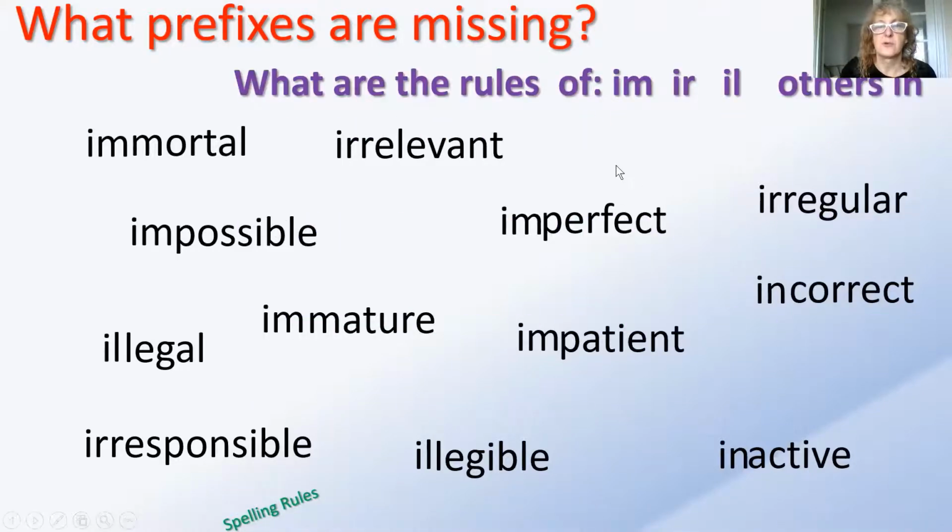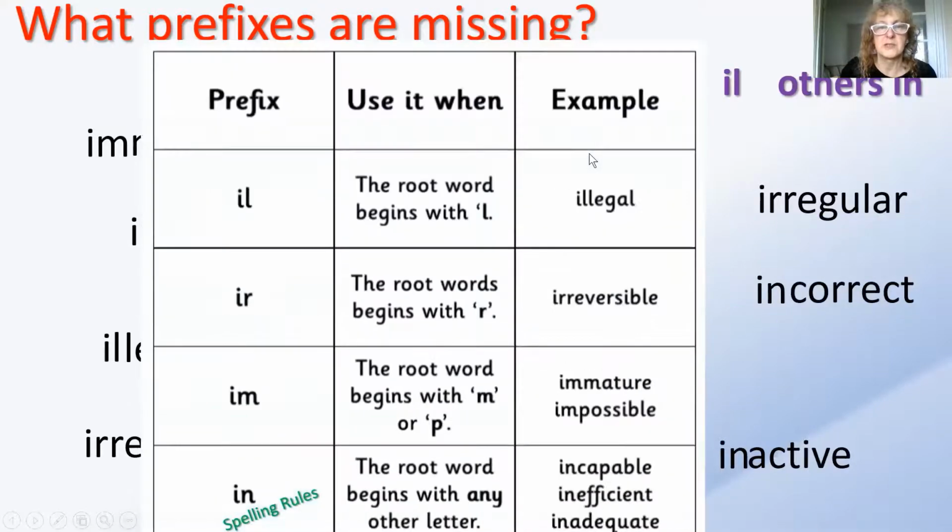So remember all of those then. What are the rules? Let's just have another look. We use ill if it begins with an L. We use ir if it begins with an R. And if it's a P or an M, we use im. And all the other words is in. So if it hasn't got P, M, R, L, it will be in.